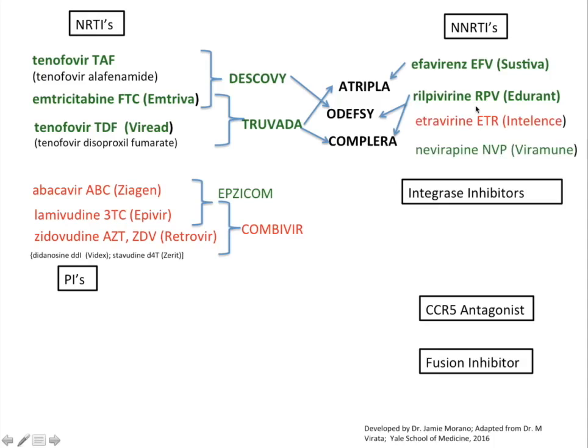So Atripla, Odefsey, Complera. Atazanavir is twice a day, but nevirapine is usually once a day. Rilpivirine is really a great drug because you can prescribe that without a combination pill, and that's a nice adjunct when you start having mutations.